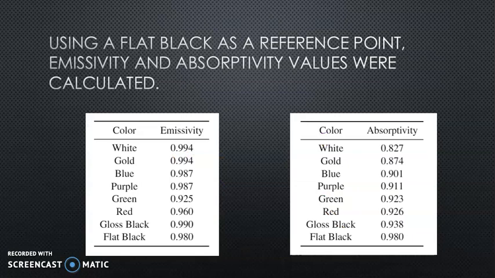Using a flat black paint as a reference point, emissivity and absorptivity values were calculated. All of the emissivity values were greater than 0.9. The white paint had the lowest absorptivity value at 0.827. We expected to see lower absorptivity values and are not sure why they weren't lower.